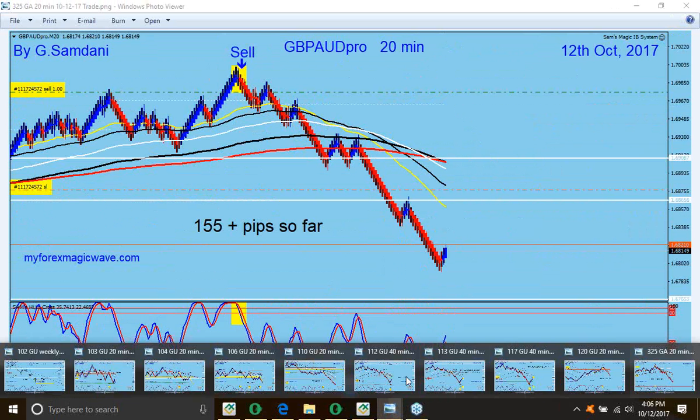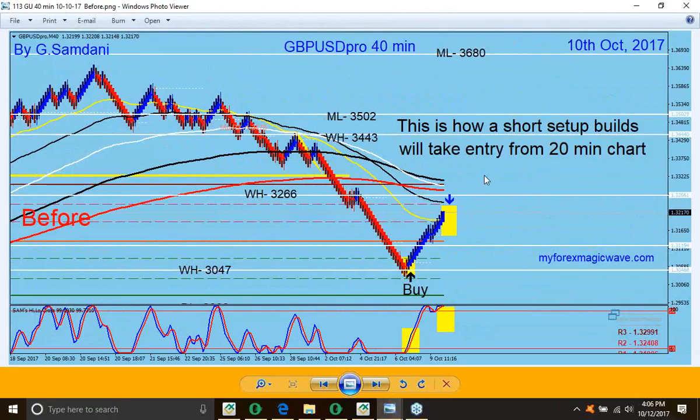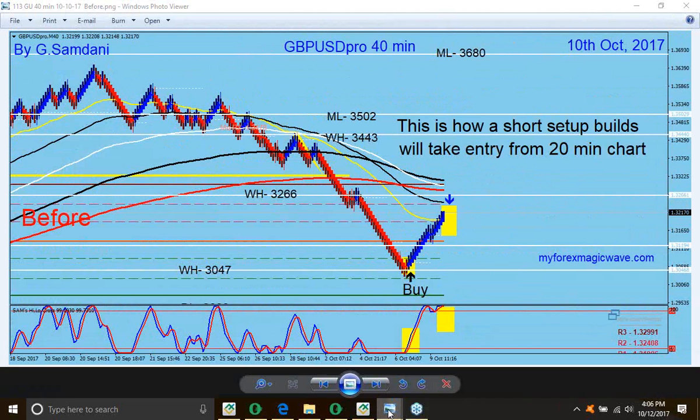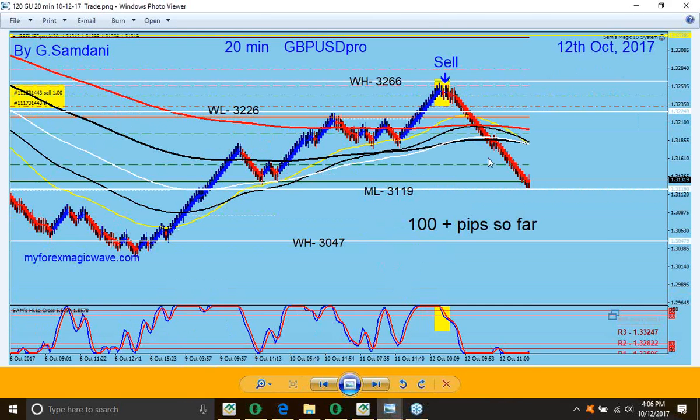All right. So this is how beautiful it was today. Perfectly planned, waiting for the setup, and the setup builds here. I made a 20-minute entry. Trade goes down. 100 pip cash out exactly at 31.19. And then what happened today is that somebody came out and said something, and then it went back to 32.66. So it is right around there just now. Right now it's 32.60. Actually 32.62.